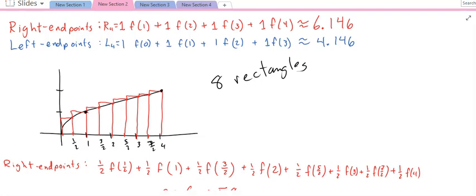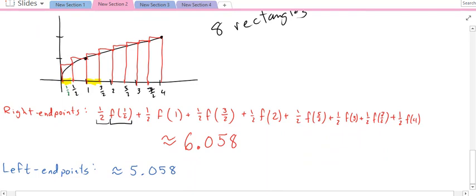But we can still use these rectangles. We get the height of the rectangle by plugging in the value of the function at that point, and then we get the width by how much we split up the interval. So we had 0 to 4 split up into 8 pieces, so each one of these little intervals right here is just going to be a length of 1/2. So the area of this first rectangle is 1/2 times f of 1/2. We can use this to give us an approximation again, and when we do that, we get that the right endpoints here will be 6.058 as our approximation.